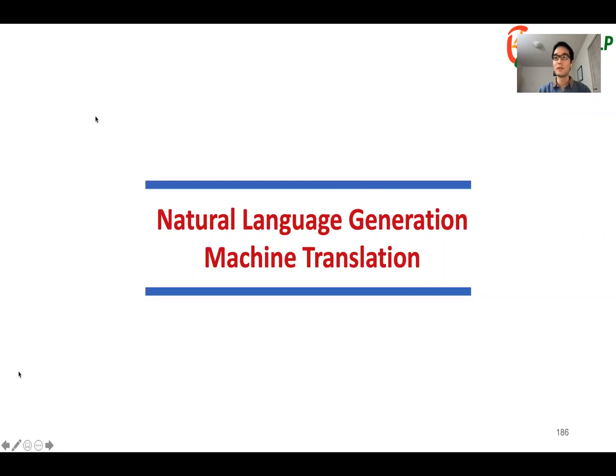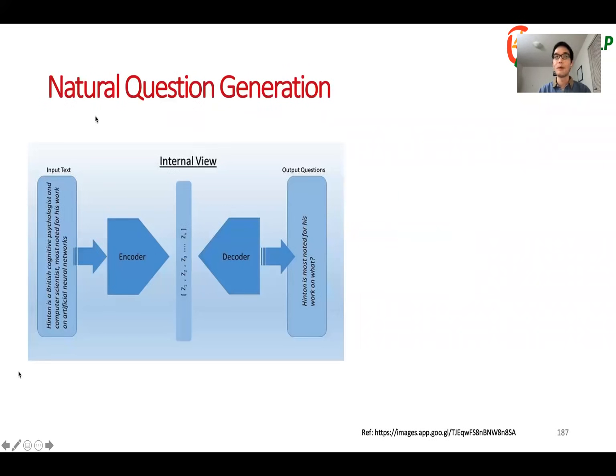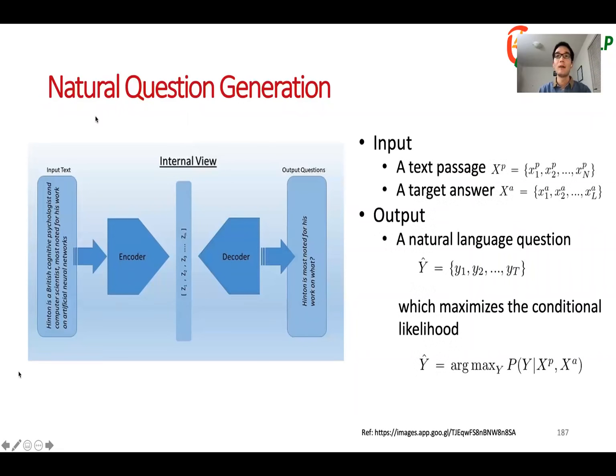Next, I will introduce the applications of deep learning on graphs techniques in natural language generation and machine translation. We will first talk about natural question generation. The task of natural question generation aims to generate natural language questions from a passage and an answer. Ideally, the generated questions are supposed to be relevant to the given passage and answer. The QG task has many useful applications, such as providing training data for QA systems.